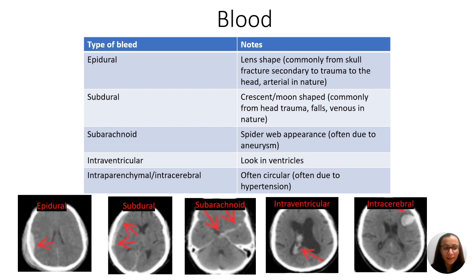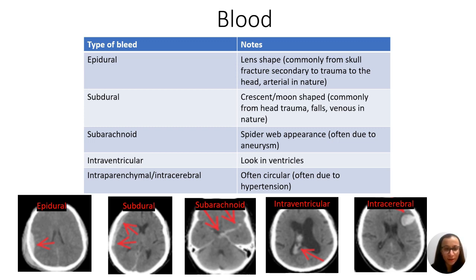The next type of bleed that we're going to be discussing is a subdural. Subdural, as the name says, is between the dura and the arachnoid. Subdural is generally from a traumatic head injury, and they usually can have symptoms like headache, dizziness. In terms of a CT head, it looks like a crescent or a moon shape, as shown in the second picture.